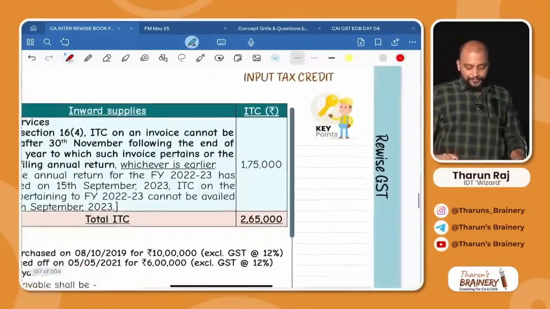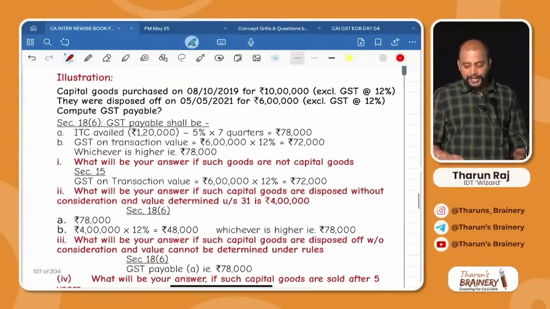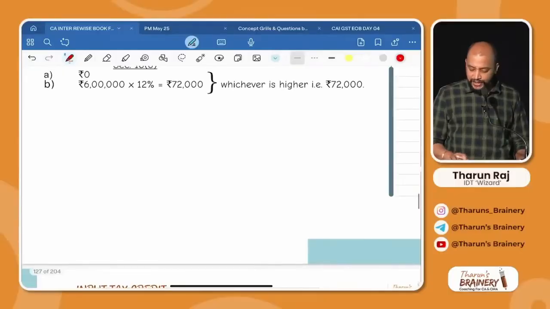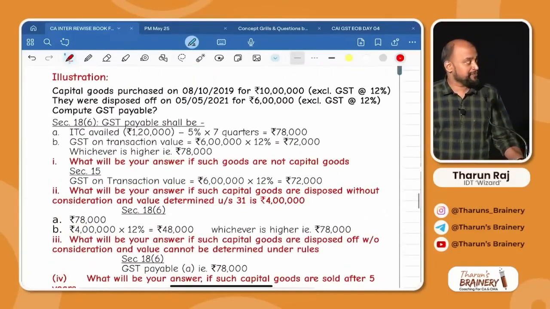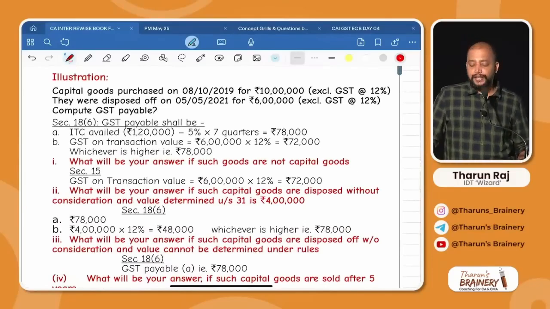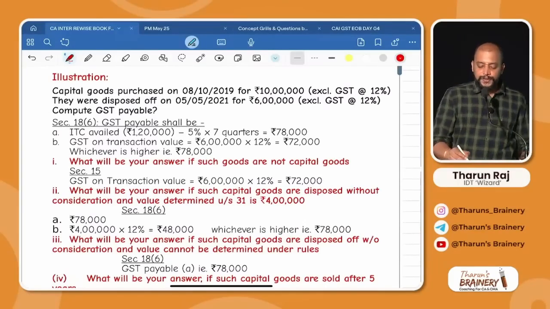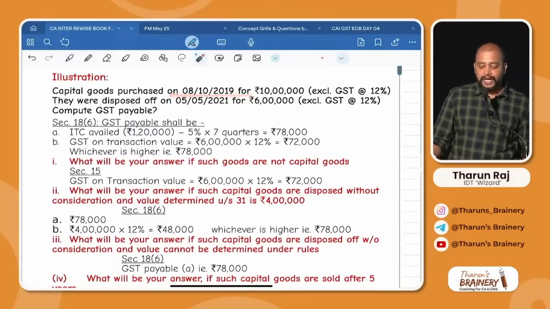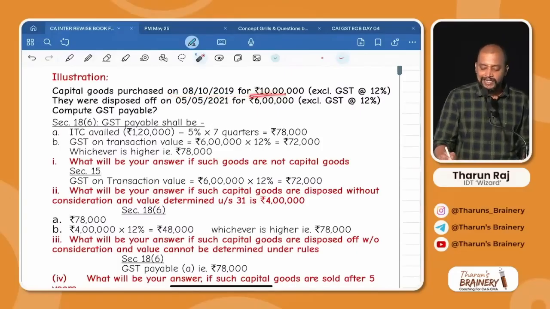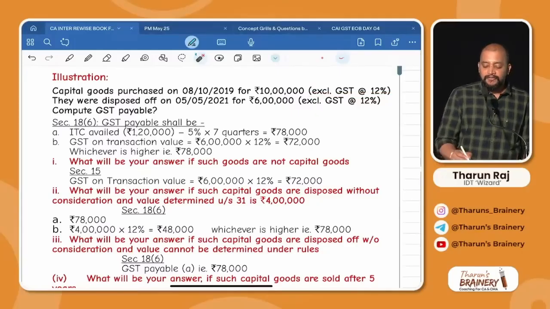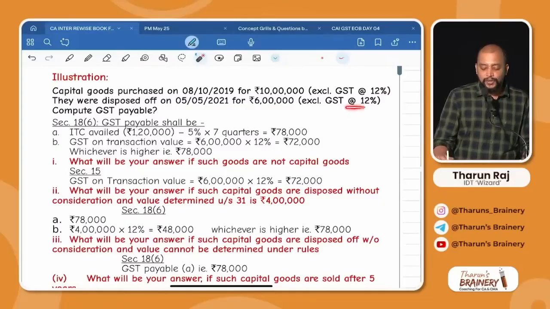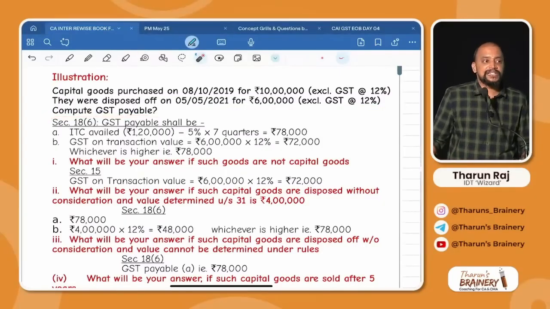Now look into one illustration related to this in the next to next page, page number 115. See that illustration. Capital goods purchased on 8/10/2019 for rupees 10 lakhs, excluding GST at 12%. They were disposed of on 5/5/2021 for rupees 6 lakhs, excluding GST at 12%. Compute the GST payable. How much will be the GST payable?